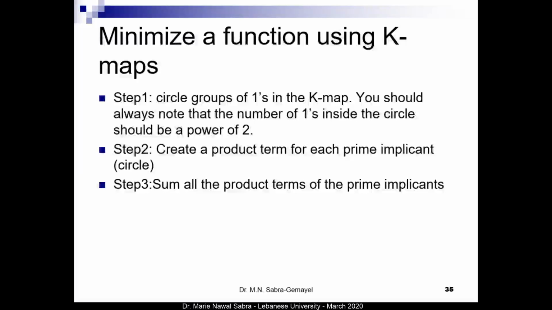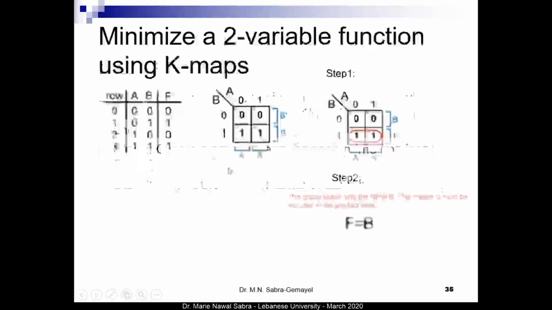So I can never put a circle over 6 ones, even if they are forming a shape. The ones have to be either one above the other or one next to the other. They cannot be diagonal. The next step is to create a product term for each prime implicant, to read from the table what the product term is. And the third one is to deduce the function by summing all these product terms, what we call the prime implicants of the K-map.